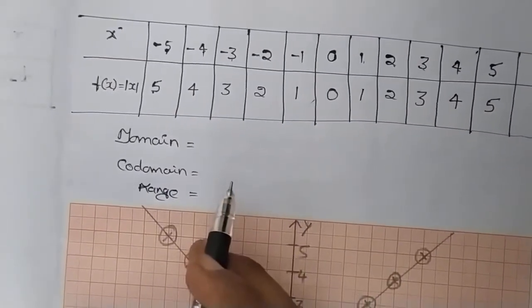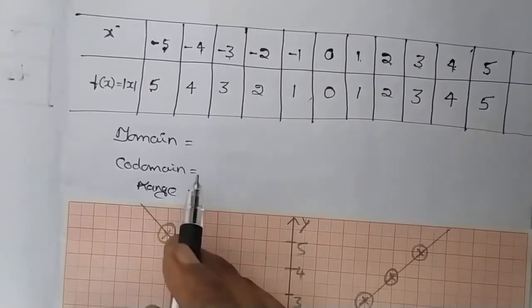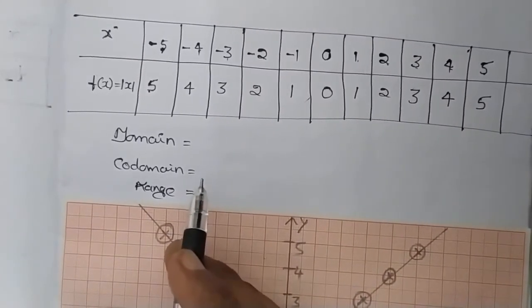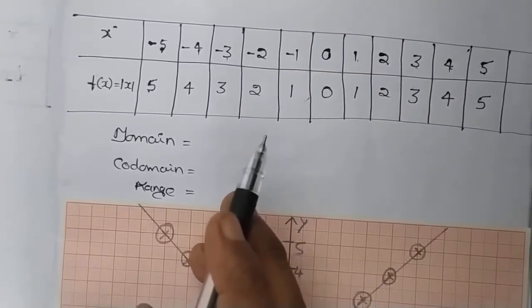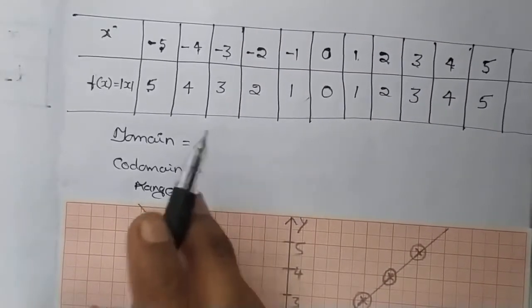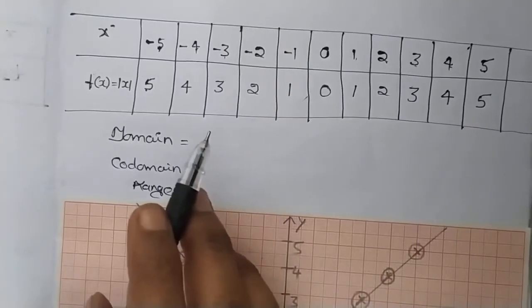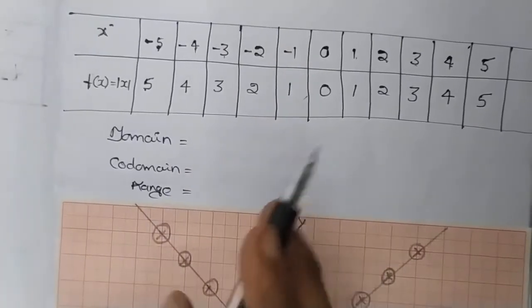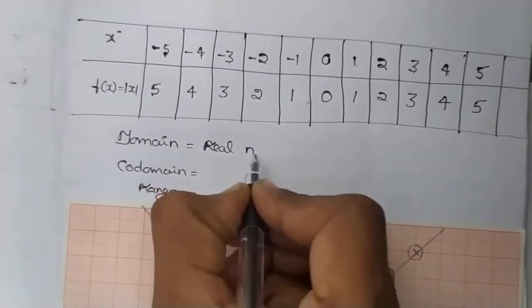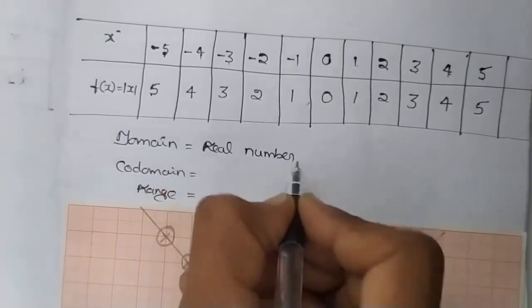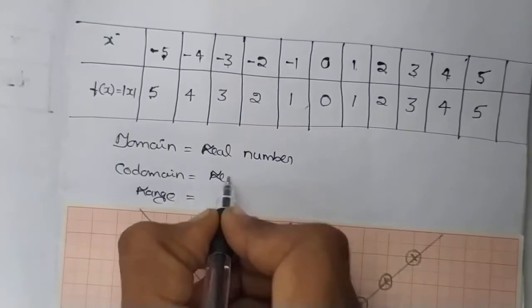In the definition itself, we have domain, codomain. You just observe the definition for this modulus function. There we defined that a function f from R to R, R is a real number, R is also a real number. Therefore, domain is a real number, codomain is also a real number.